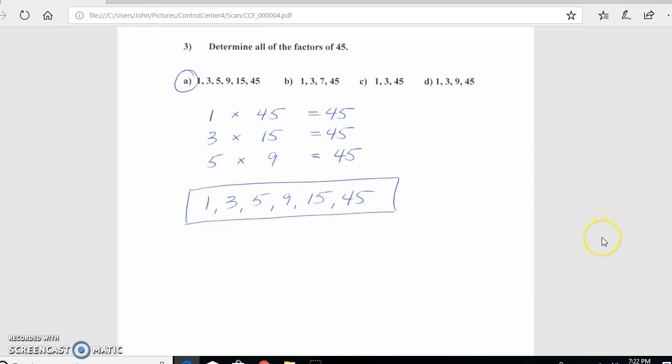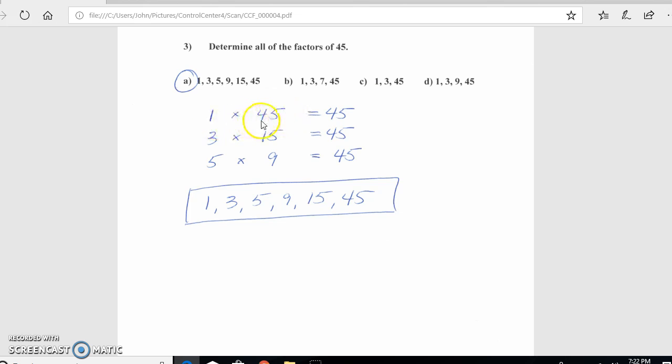We are on the practice test for the whole numbers, and we're working on problem number 3, and we're asked to determine all the factors of 45. And factors are any two numbers that can be multiplied together to give 45. So there's a method to this. We start always with 1 and the number.